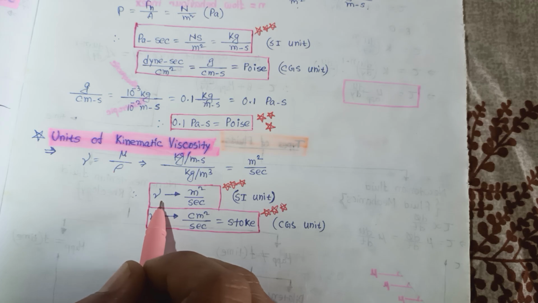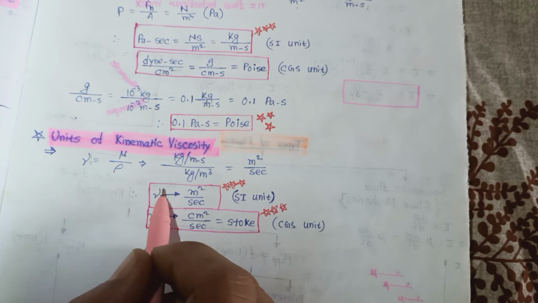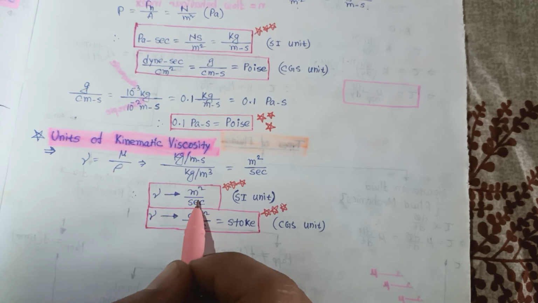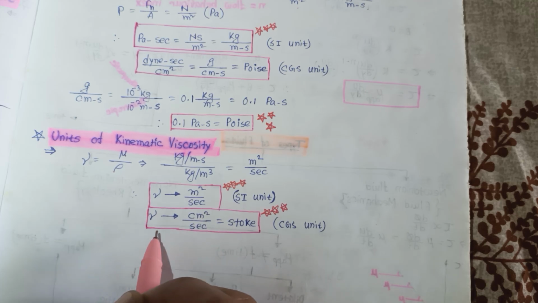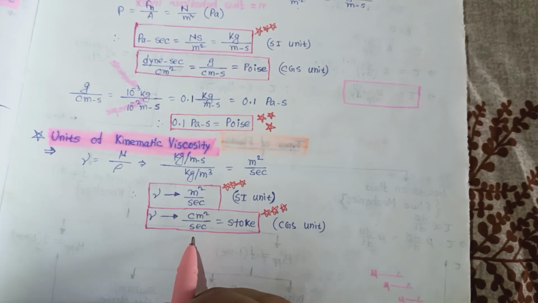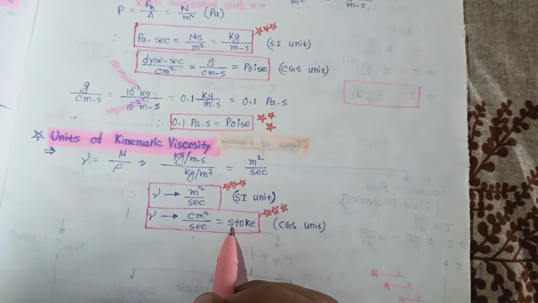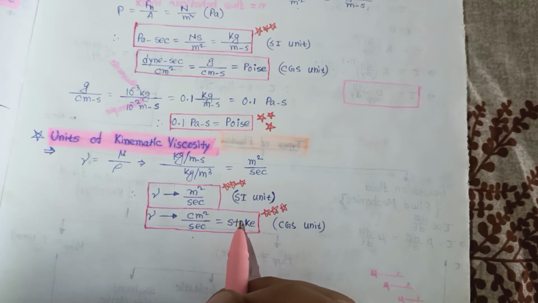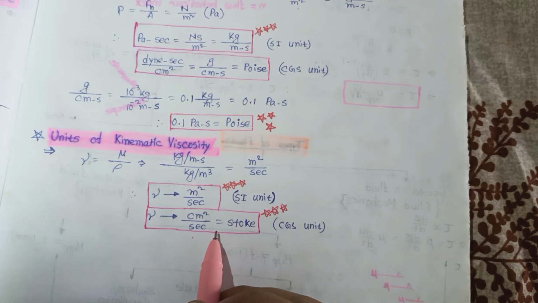So nu, the symbol of kinematic viscosity, has the SI unit meter square per second, and the CGS unit is centimeter square per second. It is also known as stokes. Very, very important: the CGS unit of kinematic viscosity is stokes. Okay, thank you.